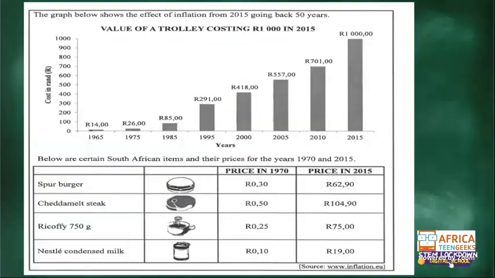Same paper, November 2018, paper 1. The graph below shows the effect of inflation from 2015 going back 50 years. Not effect of installation, my bad. I'm sorry about that. It's inflation. So what are we looking at here? We are looking at the effect of inflation from 2015 going back.